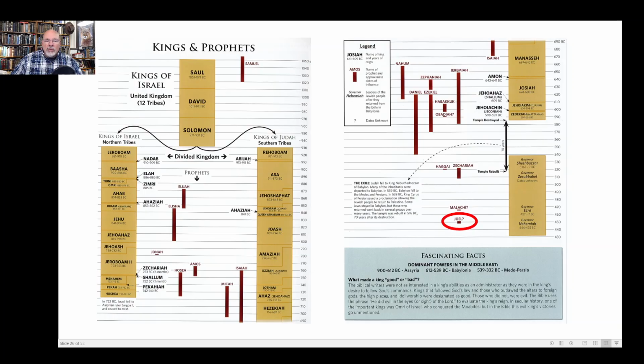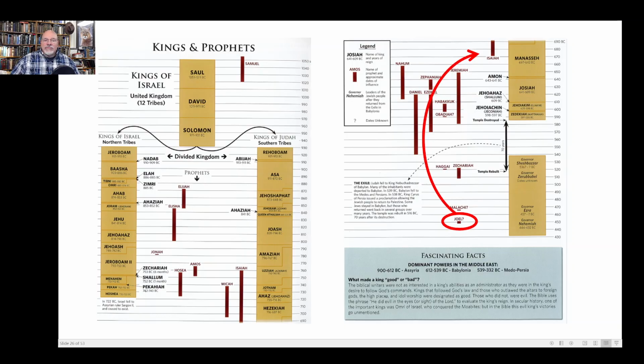Now, Joel is placed down here on this chart by rows, where I get the chart, and there's a question mark. I think Joel really needs to be up around the end of Isaiah. That fits much better. I don't know why they have him at the end like that. He was not after Malachi.